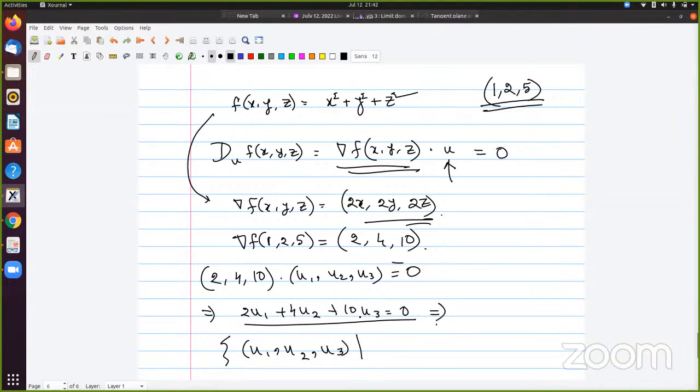So I can simplify it a little bit. 2 can be taken common. So basically u1 plus 2u2 plus 5u3 equals 0, right? Okay, sir, it could be (2, -1, 0). There are infinitely many vectors. This is the subspace we are talking about. Any vector in this subspace will do the job. Along any vector inside this subspace, the rate of change of the function is 0.